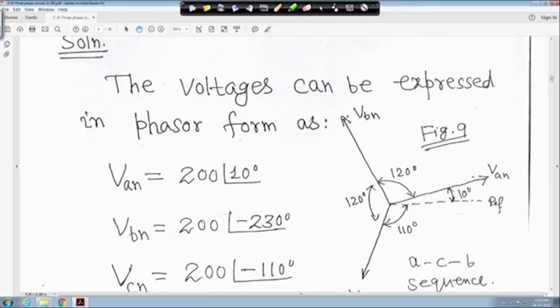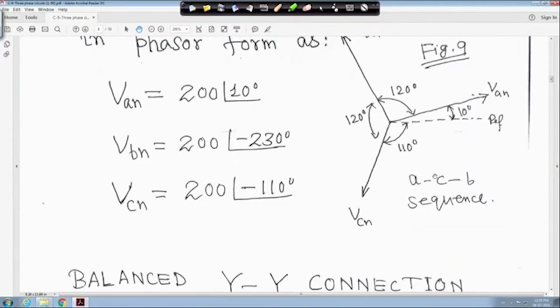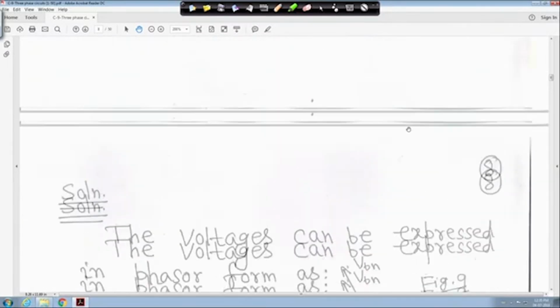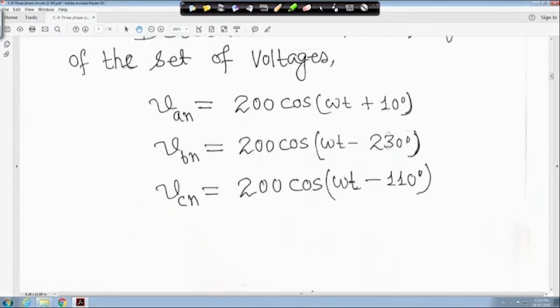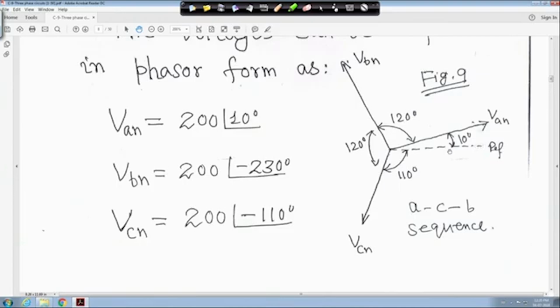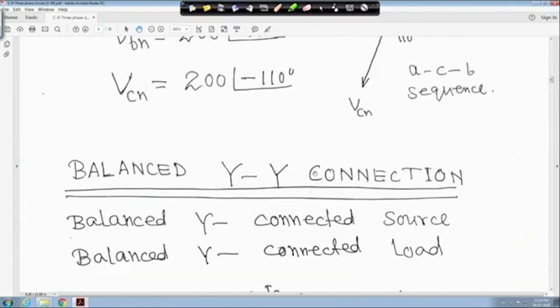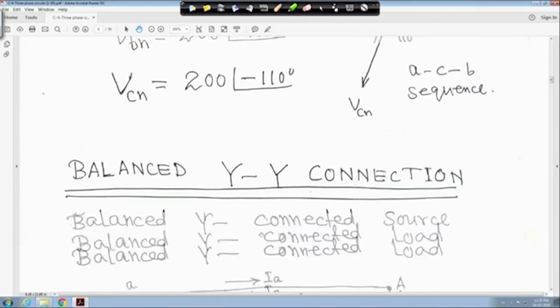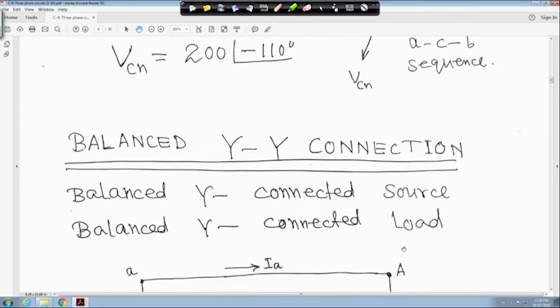So this phase sequence is your ACB sequence, right. Whenever, apart from 0, 120, it is given like this, you take a reference, and after that you please draw the phasor diagram, then you will get this. This is ACB sequence. Now, balanced star-star connection, balanced star connected source and balanced star connected load.